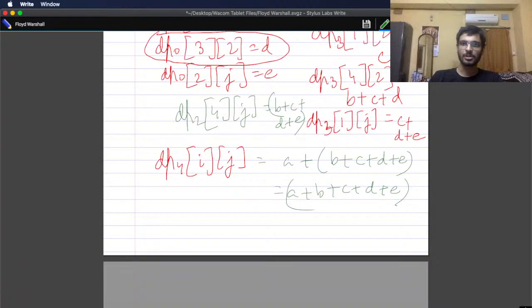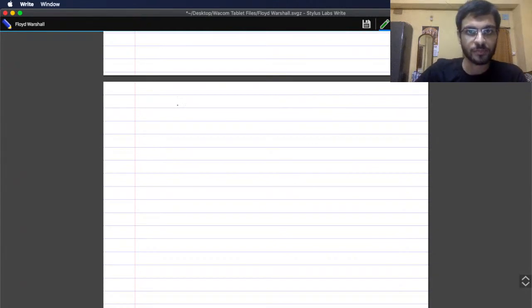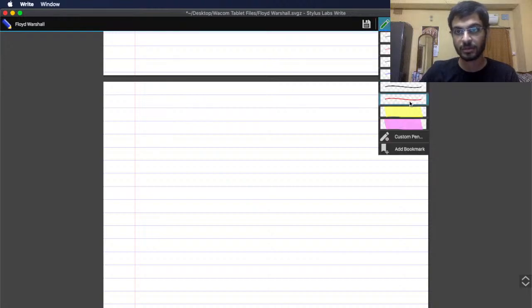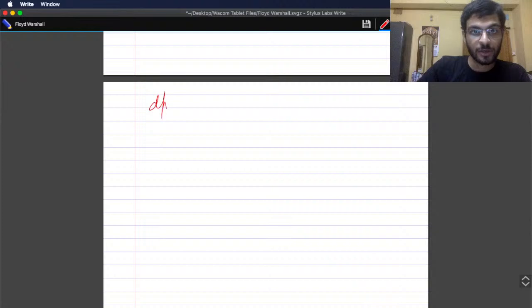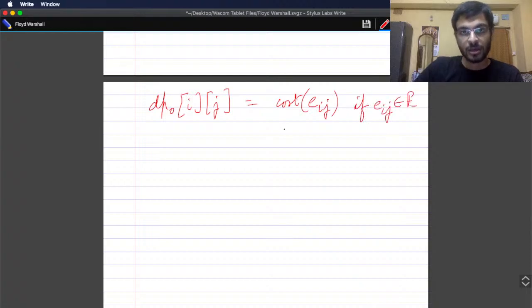So basically our recurrence will become something like this. dp of 0, suppose i j, equals the cost of edge i to j if e i j exists in the edge set, and it will be infinity otherwise. Okay, this is my base case.